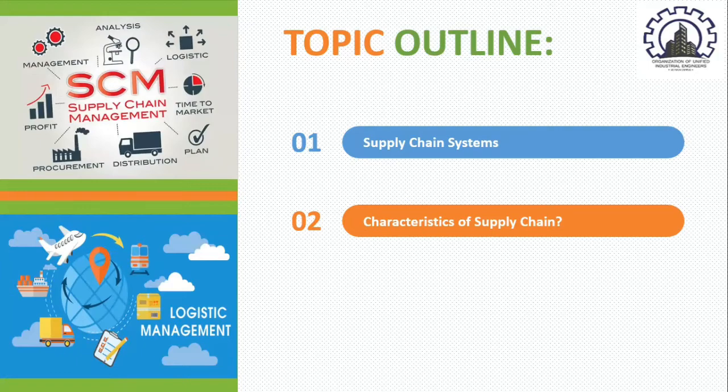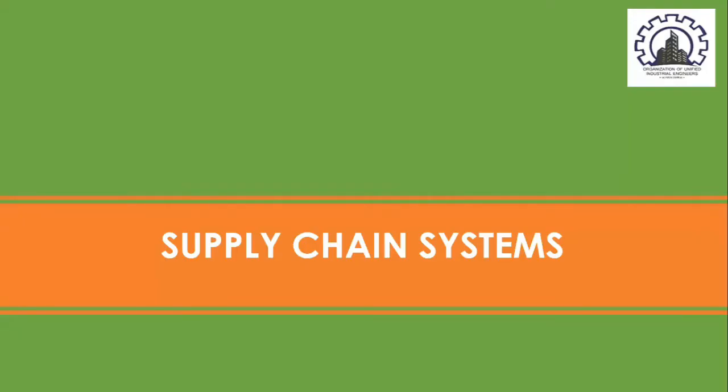Now, in order for us to get started, let us first discuss our first key area, which is supply chain systems. As you can recall, in Chapter 1, we described the evolution of supply chains and their importance in today's business environment, correct? Now, in this chapter, we describe the basic components of supply chains and how they fit together to form the supply chain system.